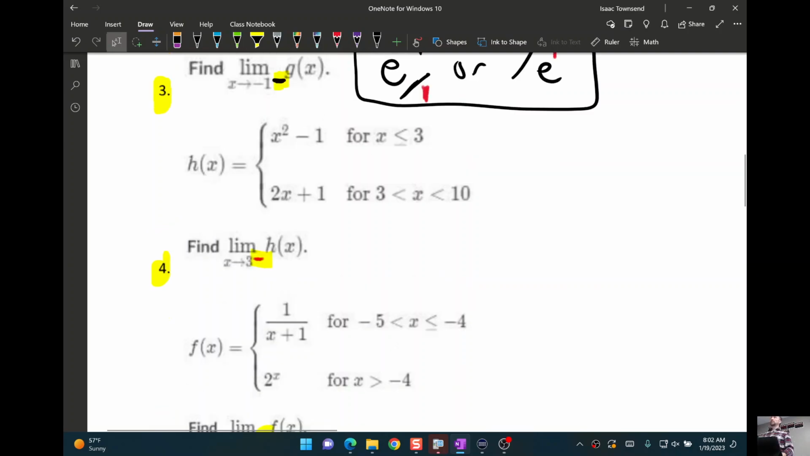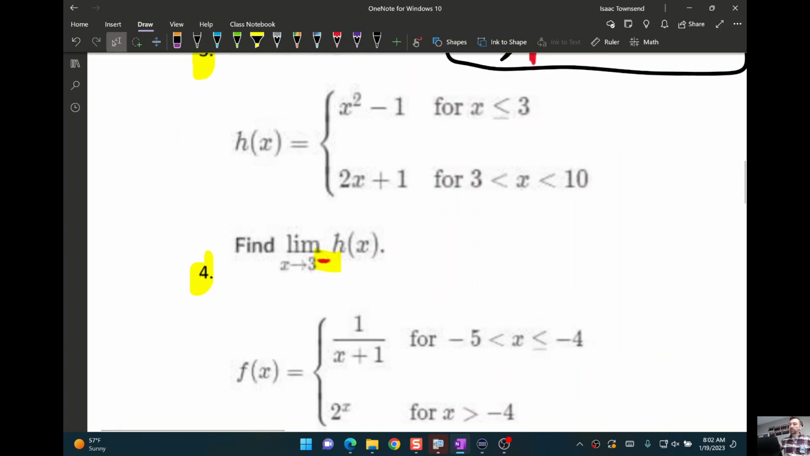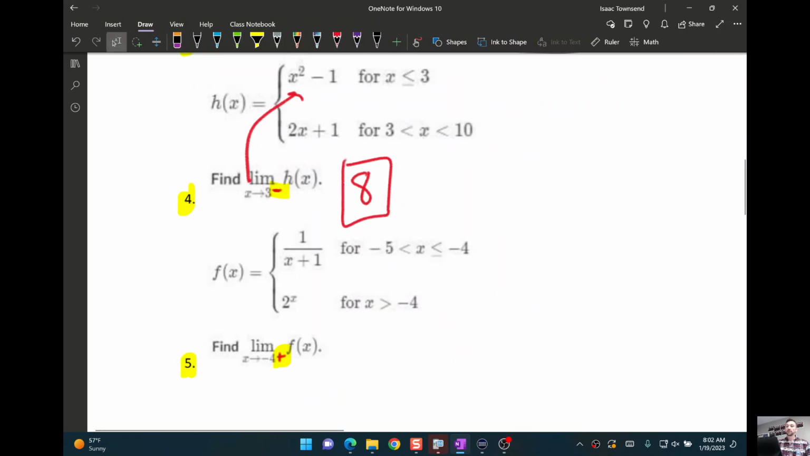Was that long enough for those three? Okay, so number 4, I would plug it into the top because it's 3 from the left. So that would give me 9 minus 1, which would be 8. Number 4 should be 8. Again, I'll come back and do it in more detail if you need me to.